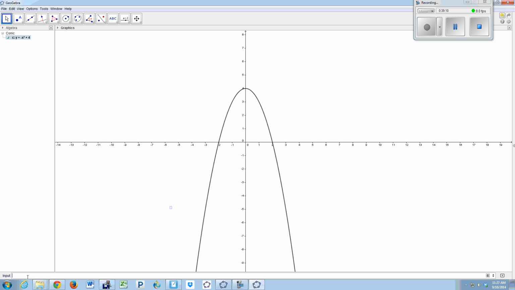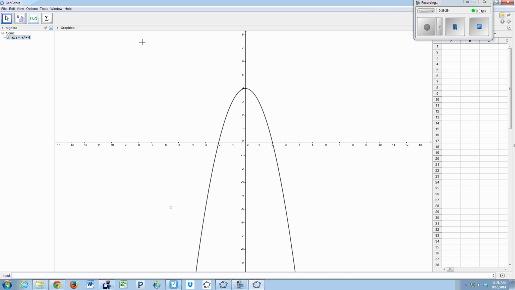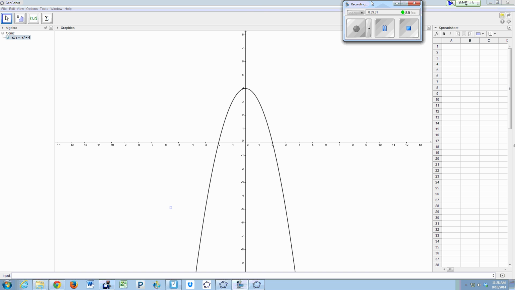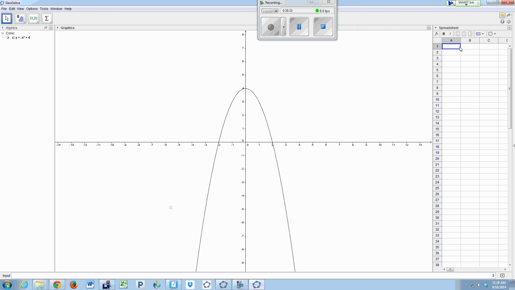Let me find what I asked you to do next. Okay, so if you want to generate, so this is called your algebra view, this is called your graphical view. You could generate a table of values over here for this if you wanted to. And you do that by going to your view and saying, I also want to see a spreadsheet. That comes right over here. So in your spreadsheet, you would do something like this.